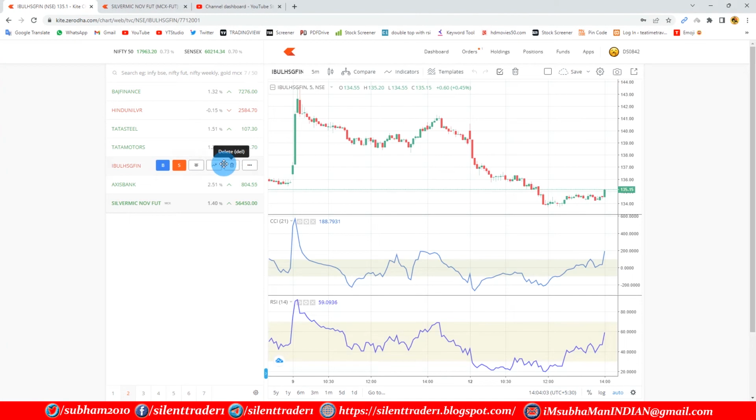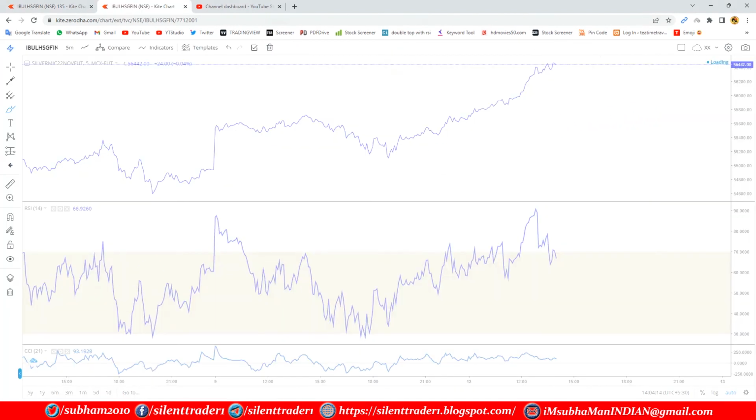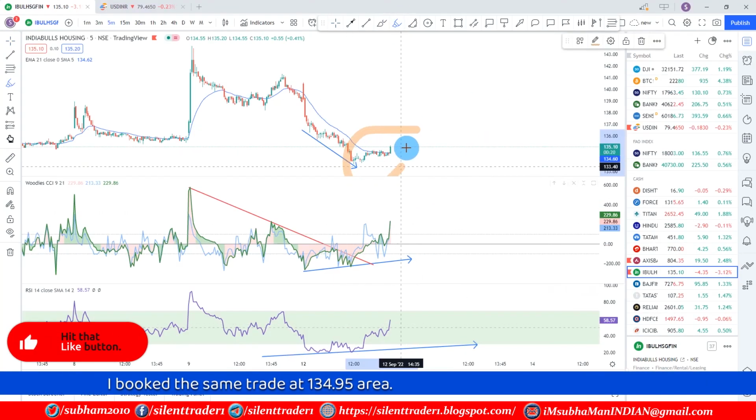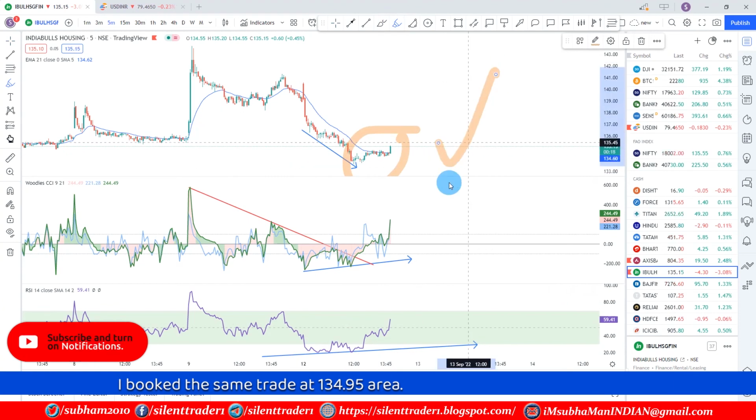Let's check the chart after few minutes later. It's hit my target, which is 0.3%. And I booked the same trade at 134.95 area.